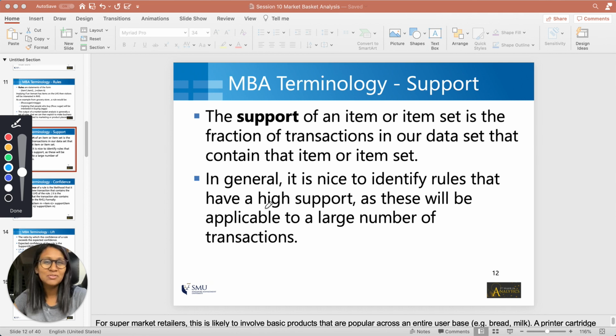And if you have a rule with high support, then what it would mean is that that rule will be applied to a large number of transactions. So right now I talked about the support of a rule. So let's understand that a bit better before I move on to the next concept.